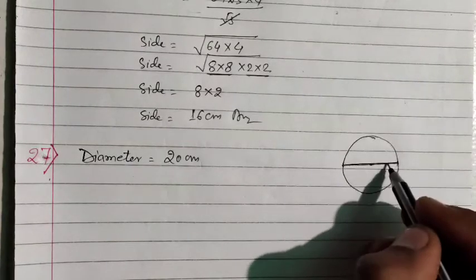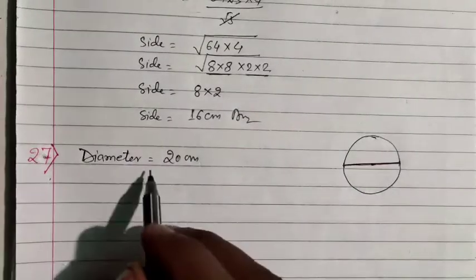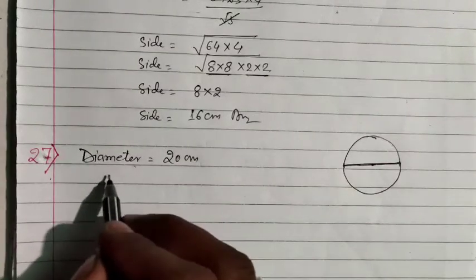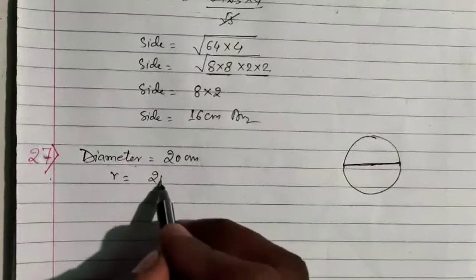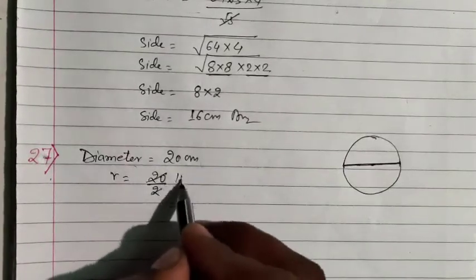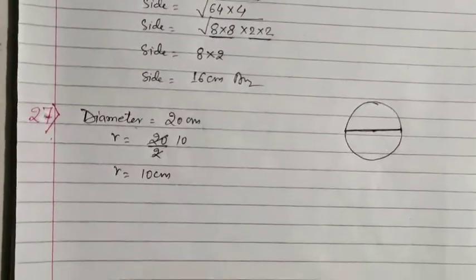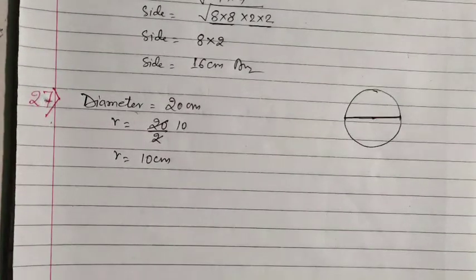So it is double the radius. That's why the diameter is twice the radius. So we will calculate the radius. Radius is equal to 20 by 2, that is 10. We have got the value of radius also, because radius is the most important part in a circle.